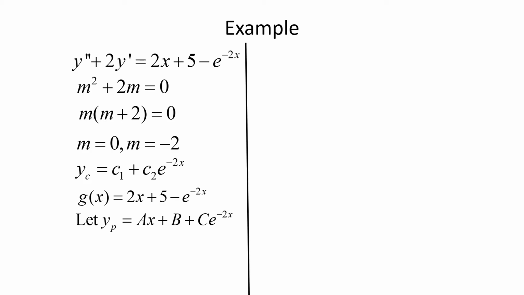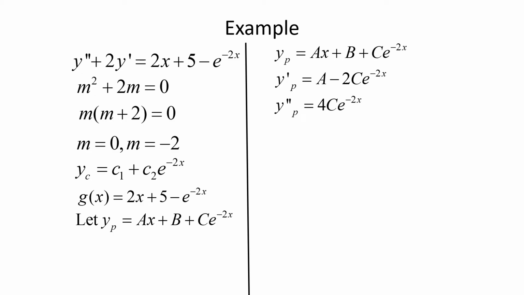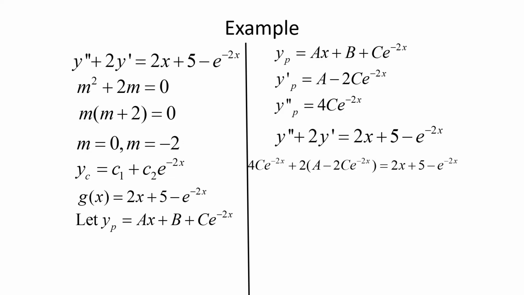All right, so again, we're going to take those derivatives. yp equals ax plus b plus c e to the negative 2x. yp prime equals a minus 2c e to the negative 2x. And yp double prime equals 4c e to the negative 2x. When we plug those into our differential equation, we get 4c e to the negative 2x plus 2 times (a minus 2c e to the negative 2x) equals 2x plus 5 minus e to the negative 2x.